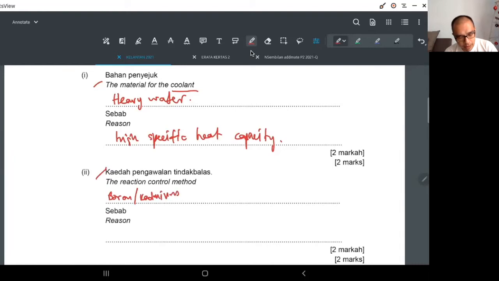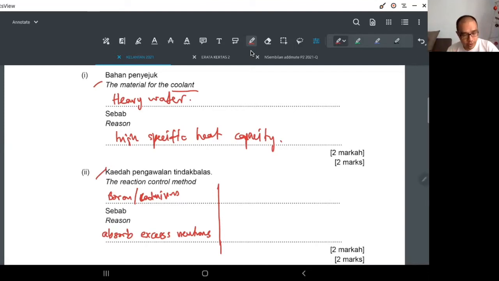Sorry, cadmium is C. Okay, either you use boron or cadmium. I'm going to give you the alternative answer in a while. So why do we use boron or cadmium? Okay, it is to absorb excess neutrons. Okay, sebab sometimes you get all these neutron yang berlebihan bahkan. So we want them to be absorbed so that they don't continue the chain reaction. So we use boron or cadmium.